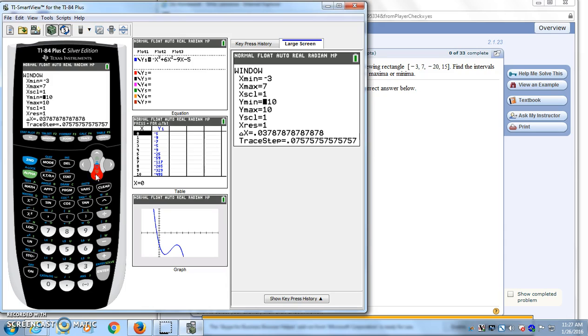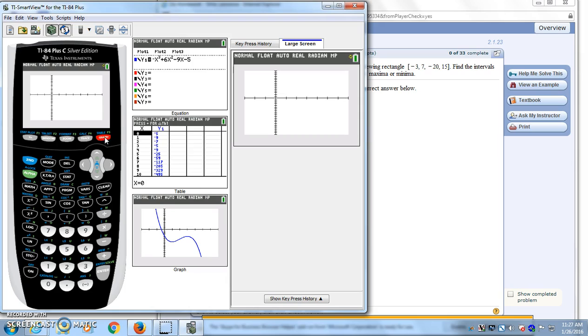Y minimum, they want to be -20. And y maximum, they want to be 15. And again, y scale doesn't matter. It just changes the number of tick marks that get displayed on the y-axis, and it's not going to change what your function looks like. So now that I have adjusted the window on my own, I just hit the graph button to see what the graph looks like.